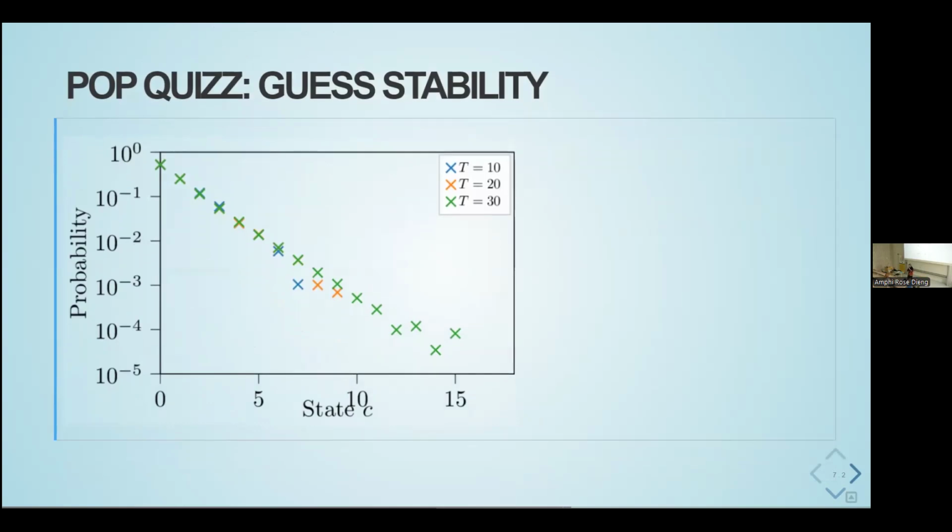And now it's time for a pop quiz. I've given you this curve made from simulation that tells you, depending on the epoch you choose, what the state distribution is. So if you see this type of curve, are you stable? Are you not stable?